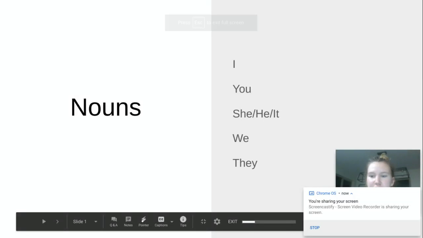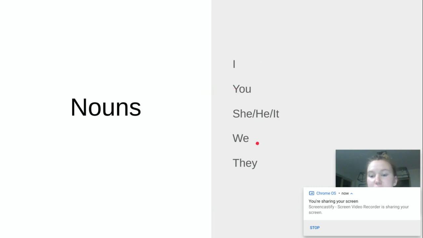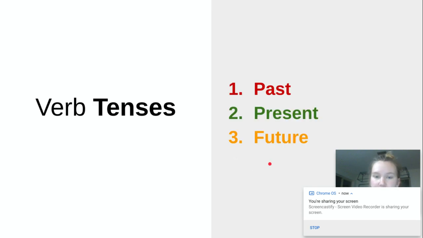Okay, so today we're going to be talking about different tenses. Just as a quick review, I wanted to go over nouns. We have I, you, she, he, it, we, and they. Okay, and our verb tenses you already know. We have three of them: past, present, and future.